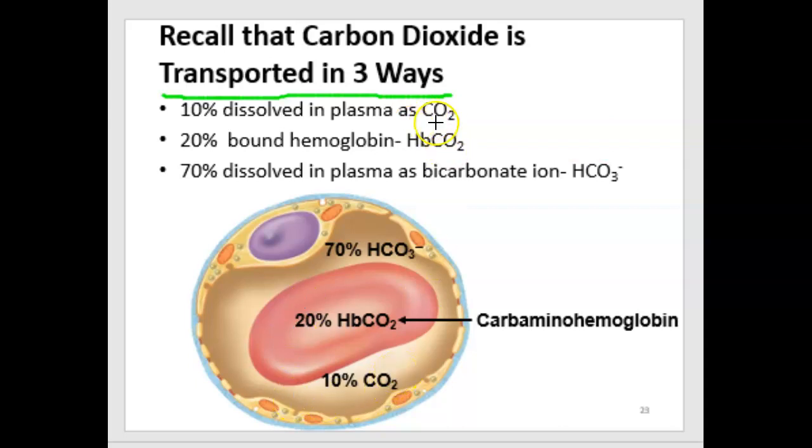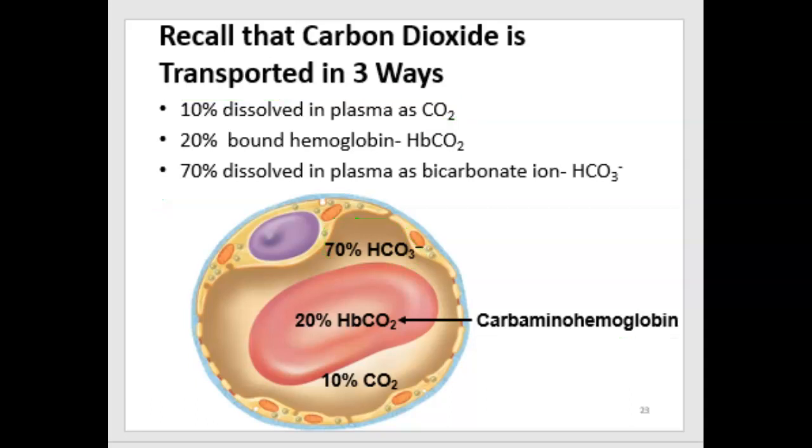10% of it is dissolved just as CO2 in the plasma. Higher amount than oxygen in the plasma, though. And 20% of it is as carbaminohemoglobin. That means bound to hemoglobin. What we're most interested in is the majority, 70% of it, is in the plasma as this bicarbonate ion.